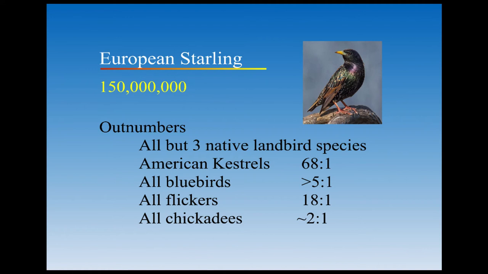And they outnumber all of our various species of titmice, about a little more than two to one. So starlings are a big problem, and if there's some way we could get rid of them, that would be swell.